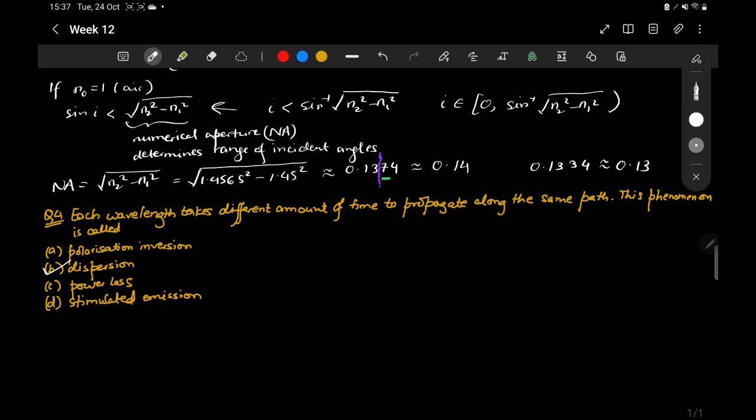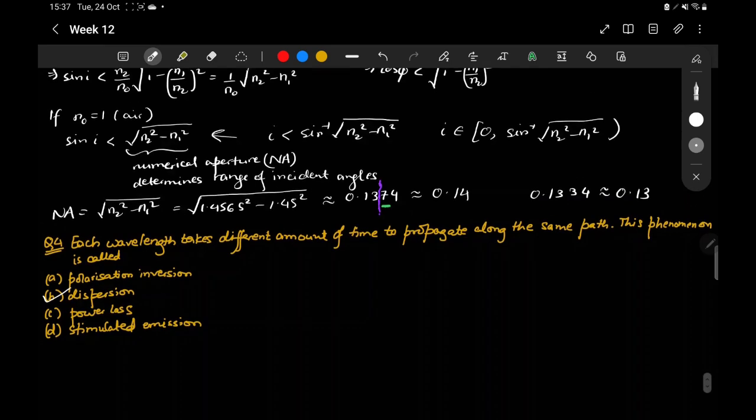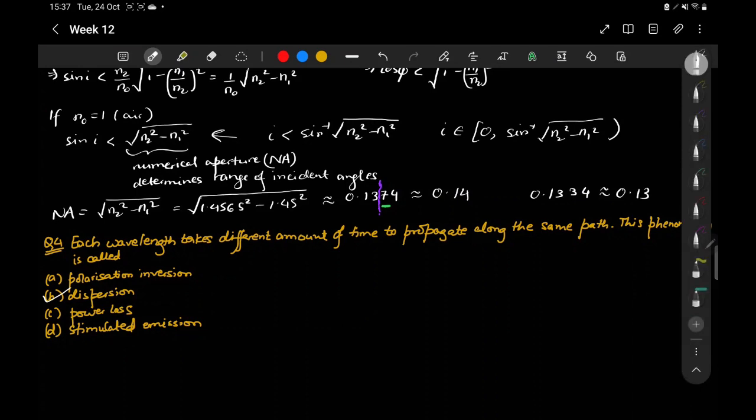And why does this happen, why do different wavelengths take different amounts of time, essentially why does dispersion happen? This is because the speed of light in any medium is governed by the refractive index of that medium, and refractive index is not a constant, it is a function of wavelength. It depends on wavelength, and it is approximately given as follows. A very simple model for refractive index as a function of wavelength, and this model is known as the Cauchy equation.